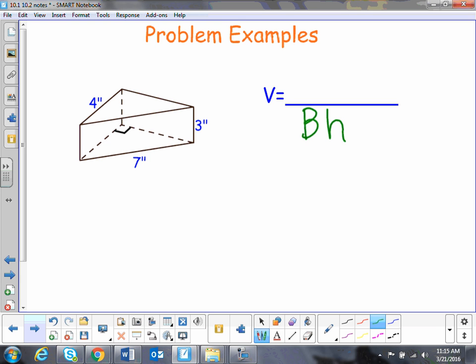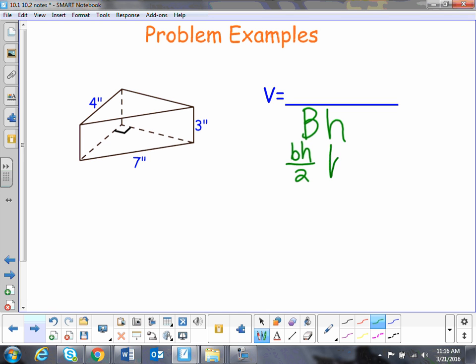What's going to get plugged into capital B? Is it the apothem times perimeter divided by 2? What is it? Is it the apothem times perimeter divided by 2? No. Okay, so what is it? Sometimes divided by 2.